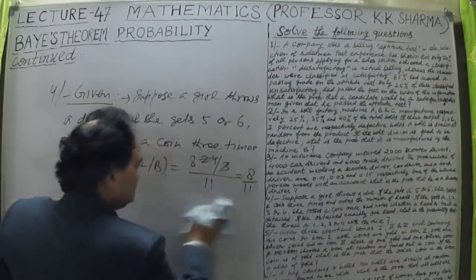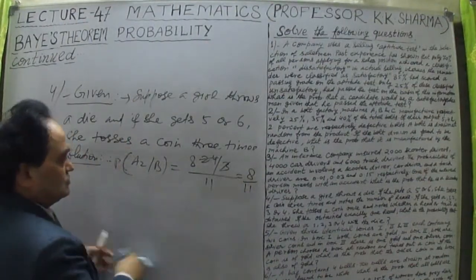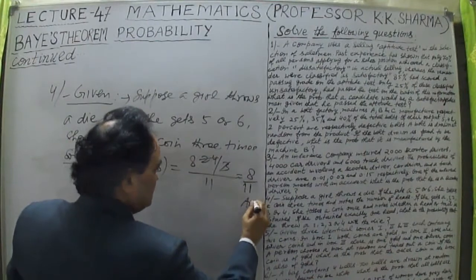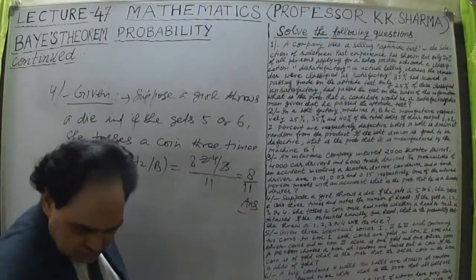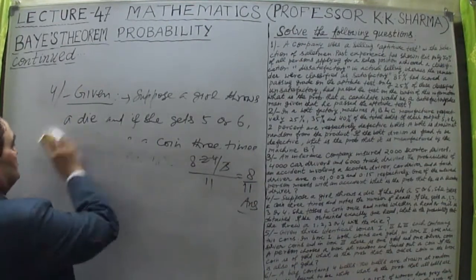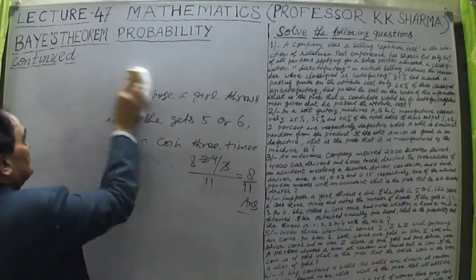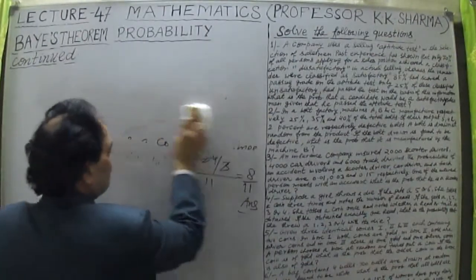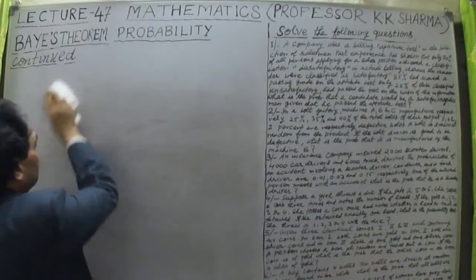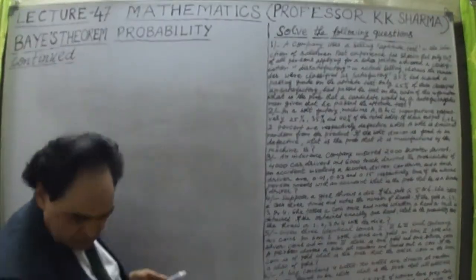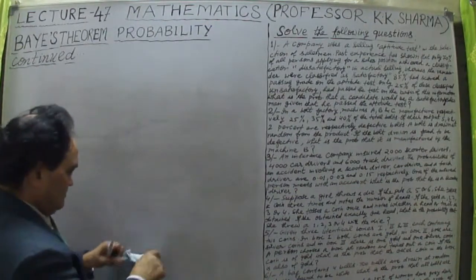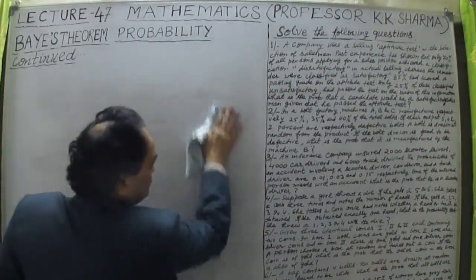Okay. This is the answer here, 8 upon 11. So finally we have done question number 4. Question number 4 is done. Let us take now question number 5. What does question number 5 say? Let me first read it and then solve it. But before that, let me take this.